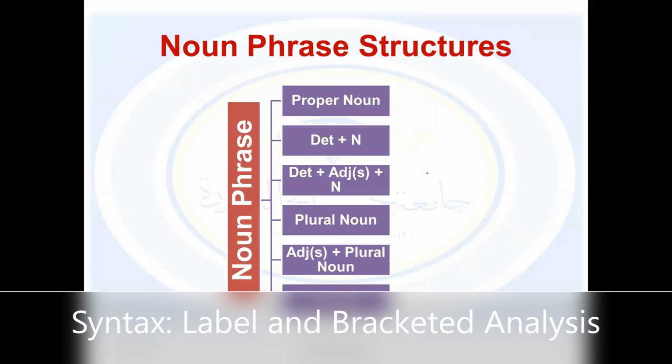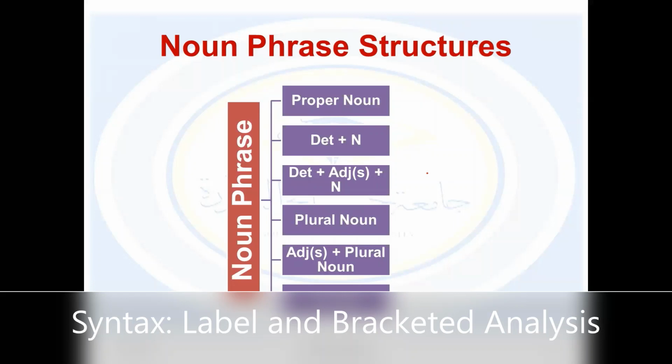The quick brown fox. So here we have 2 adjectives. We have determiner, the, and 2 adjectives, quick and brown, and then we use a noun. So this is the third structure of noun phrase. The fourth structure of noun phrase includes plural noun.